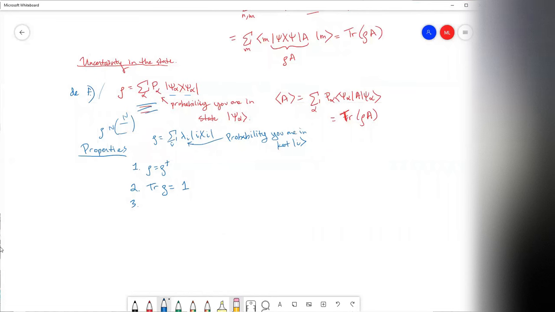And the other thing, of course, is that if you take the expectation value of rho, this is always positive. So it's a positive operator. It's because probability is positive. So this is also something you can prove pretty easily.